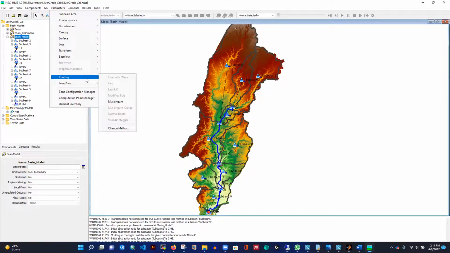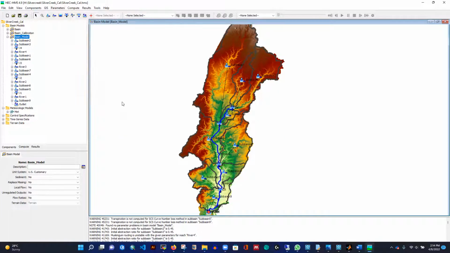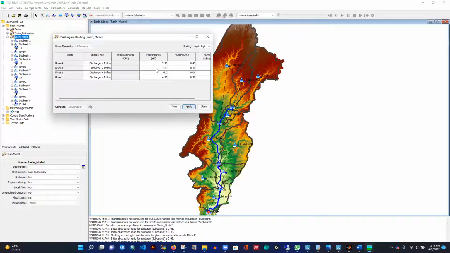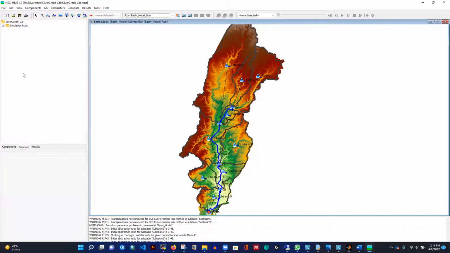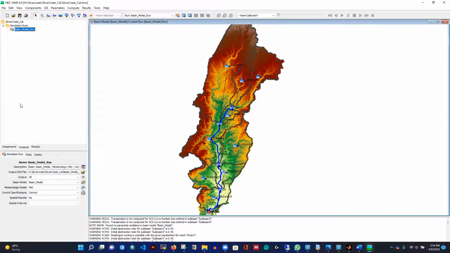And then for a routing method, I use Muskingum. And for Muskingum, you know that we have 2 parameters like Muskingum K, that is the travel time we need, and we have another X value that varies from 0 to 0.5. So this is my first estimation of the model parameters. And if I run the model, you can see I have already generated the run.